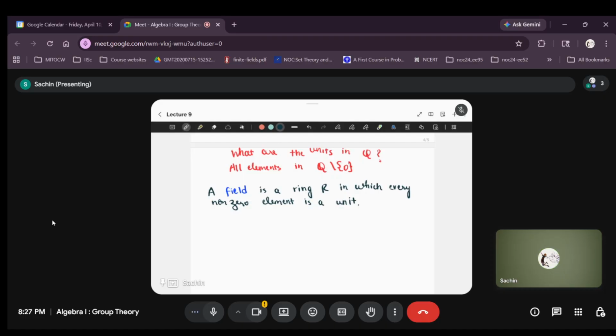But if you want to define it this way, the identity element of addition and the identity element of multiplication have to be different. That's something which is implicit in this definition. So we can't have the zero field. We can have the zero ring in which zero is the same as one, but you can't have the zero field. The smallest field must contain 0 and 1, which is the binary field.